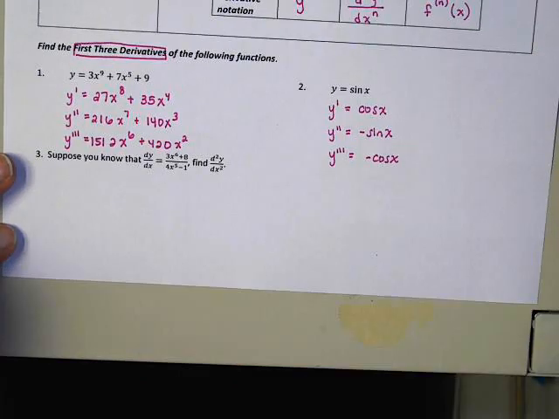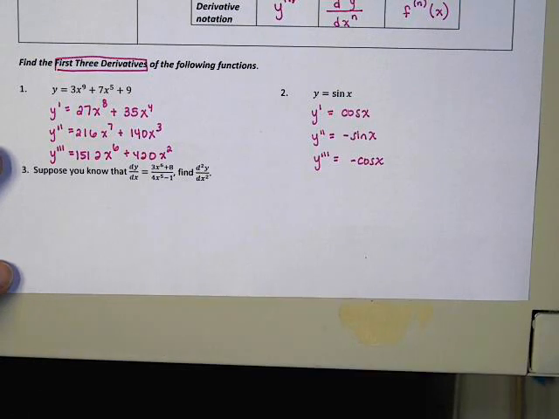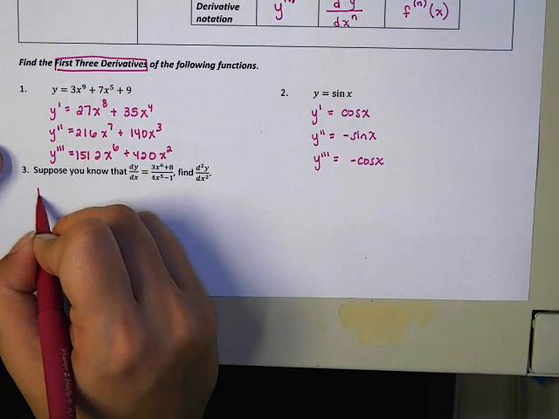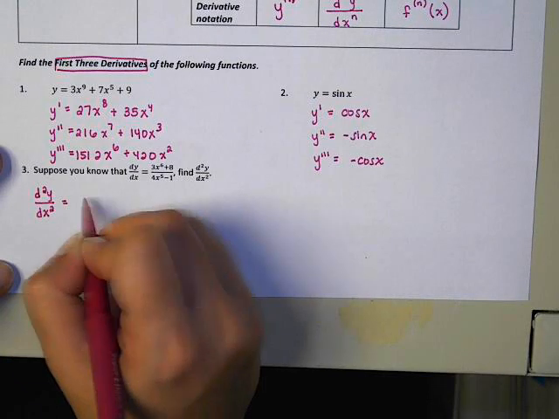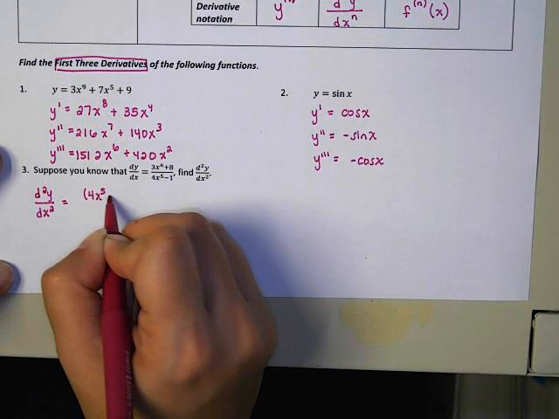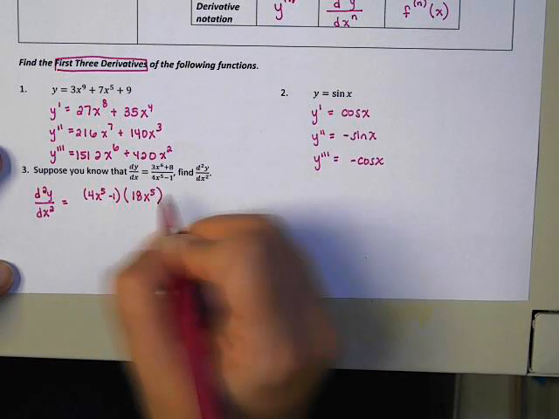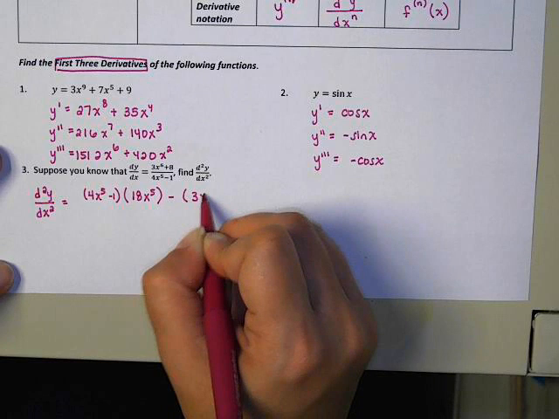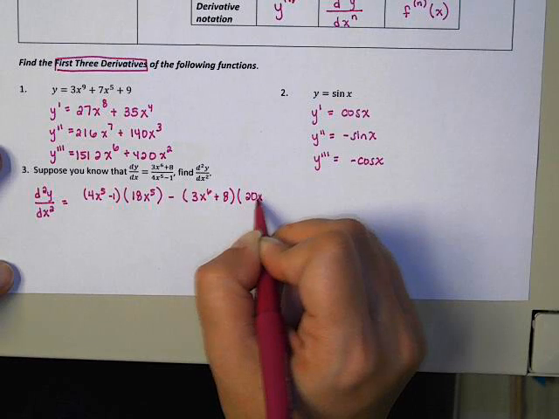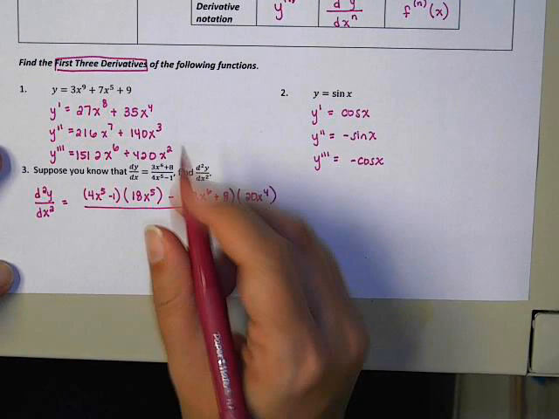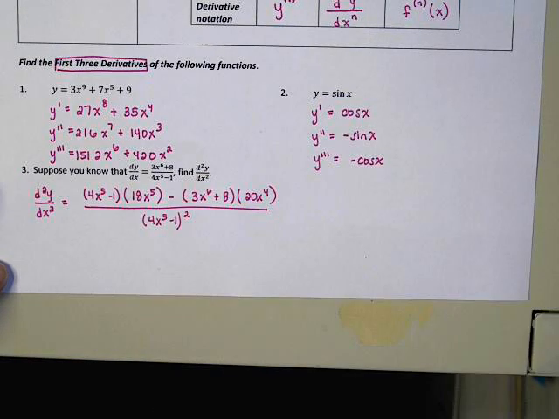And finally, let's say I told you that the first derivative, dy over dx, is this function. Find the second derivative. So we would just take the derivative again, which means we would have to use quotient rule. So low d high, which would be 18x to the 5th, minus high, which means 3x to the 6th plus 8, d low, so 20x to the 4th, and low squared, which is 4x to the 5th minus 1, goes down below.